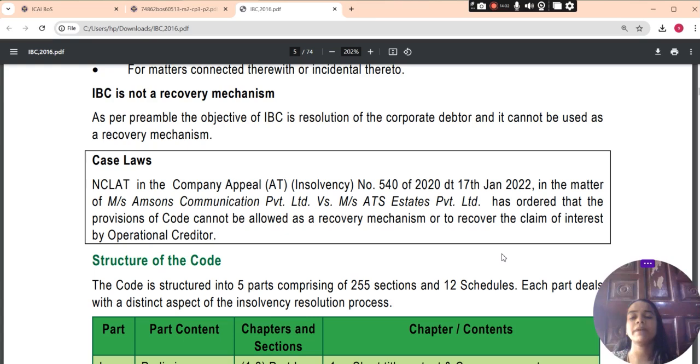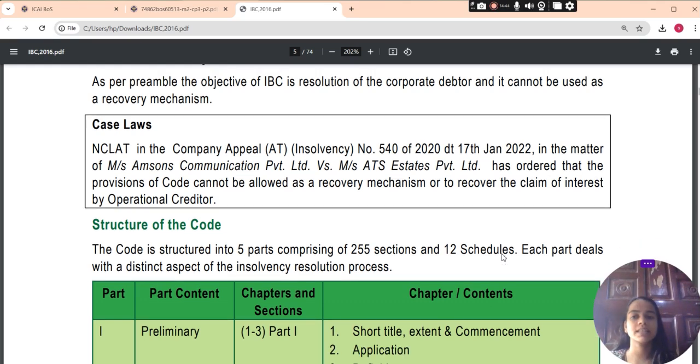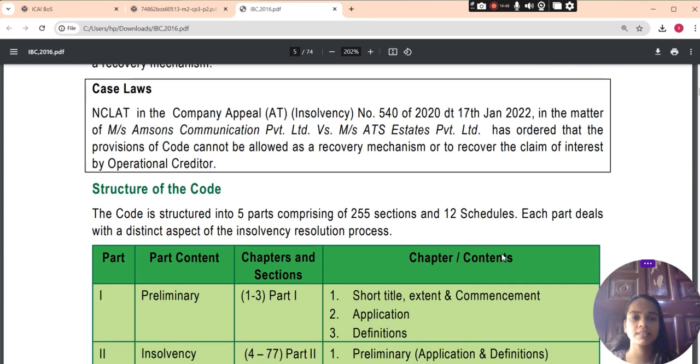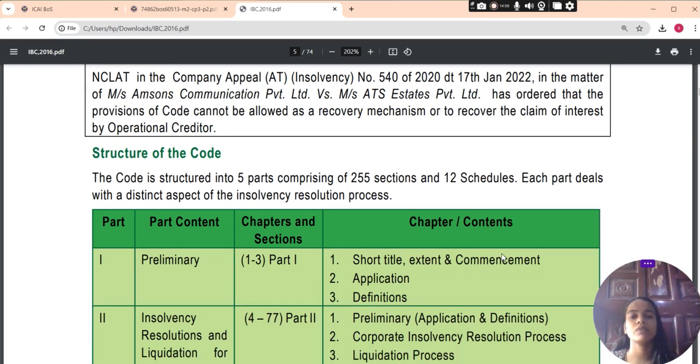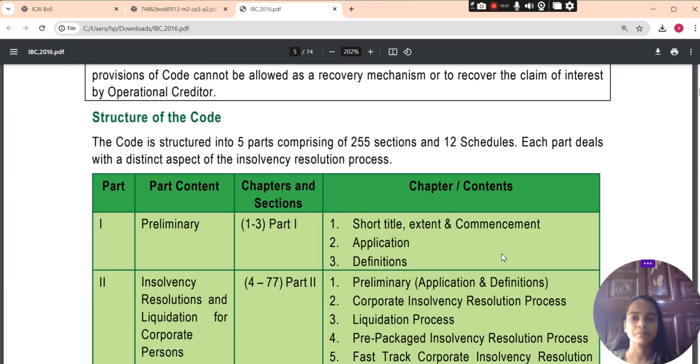IBC, the Insolvency and Bankruptcy Code, is not a recovery mechanism. As per the preamble, the objective of the Insolvency and Bankruptcy Code is resolution of the corporate debtor and it cannot be used as a recovery mechanism. Then comes the case law: in the matter of Messrs Amson's Communication Private Limited, the NCLAT has ordered that the provisions of the code cannot be allowed as a recovery mechanism or to recover the claim of interest by an operational creditor.